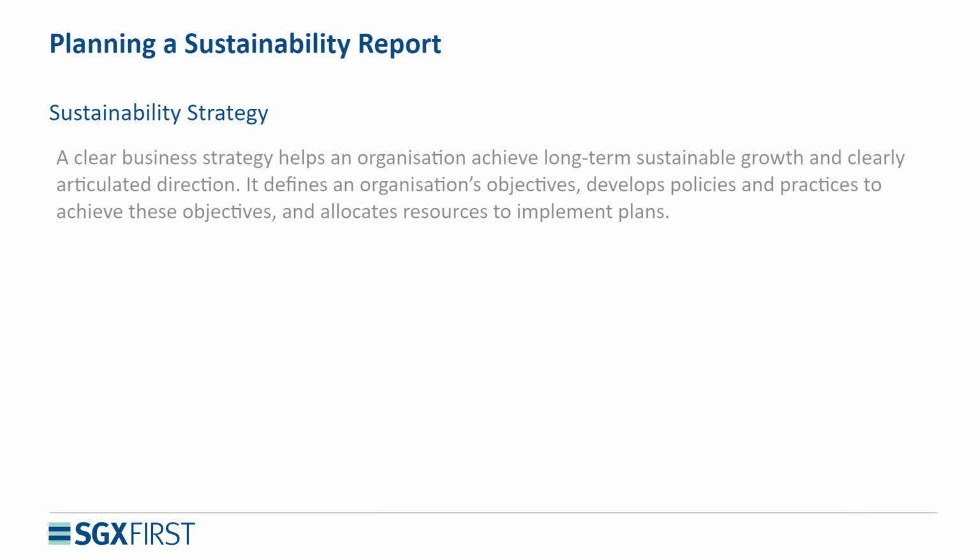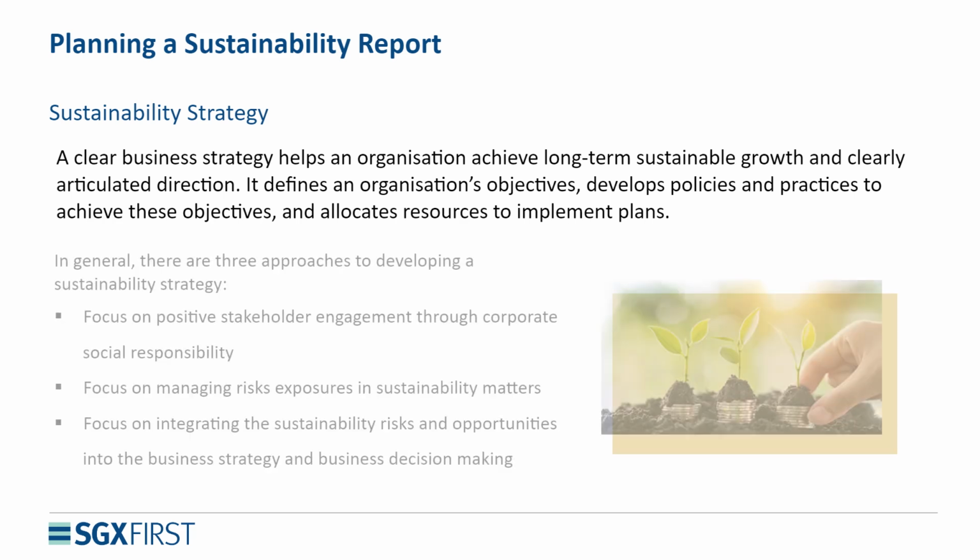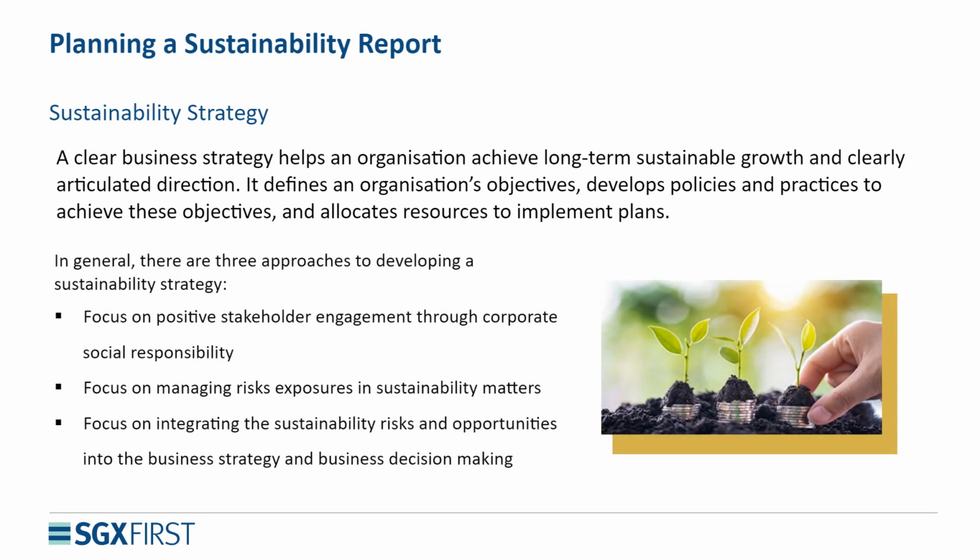A clear business strategy helps an organization achieve long-term sustainable growth and clearly articulated direction. It defines an organization's objectives, develops policies and practices to achieve these objectives, and allocates resources to implement plans. In general, there are three approaches to developing a sustainability strategy.